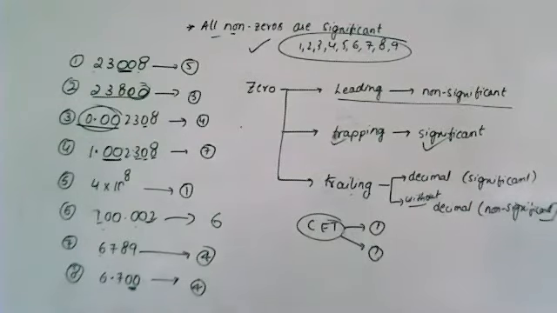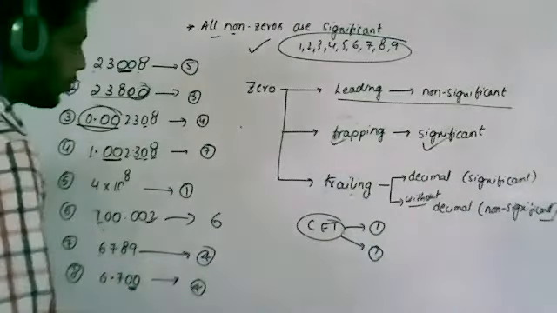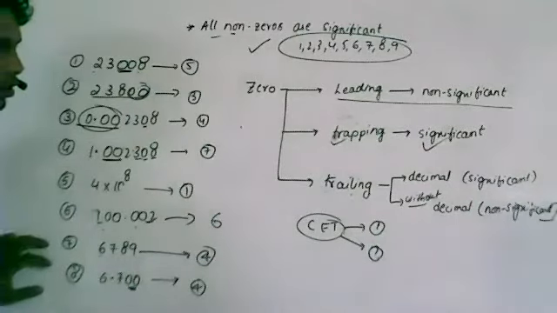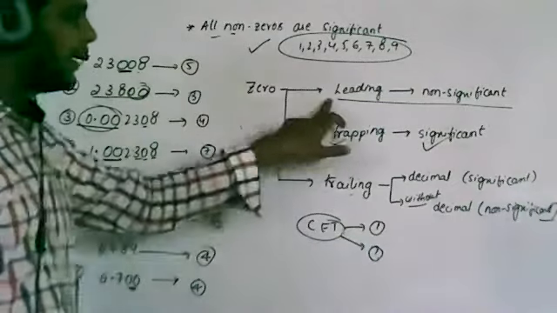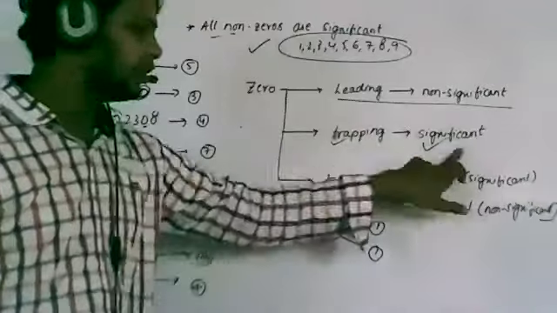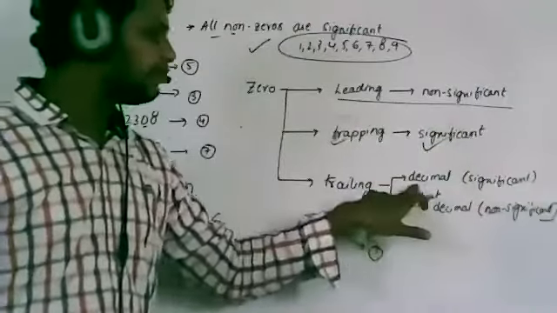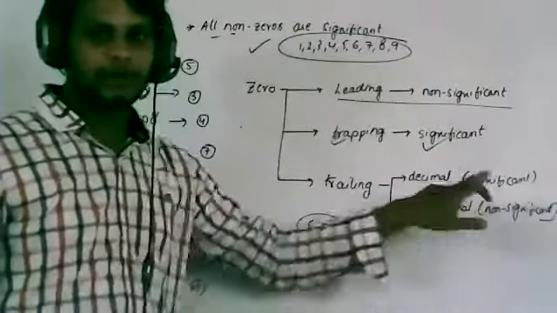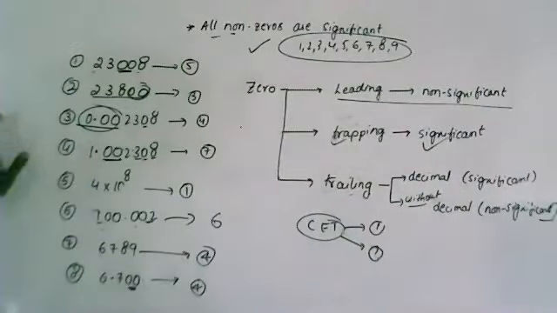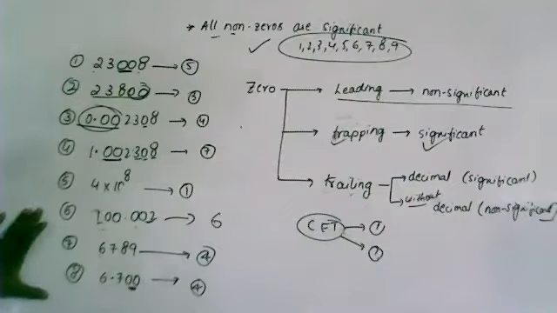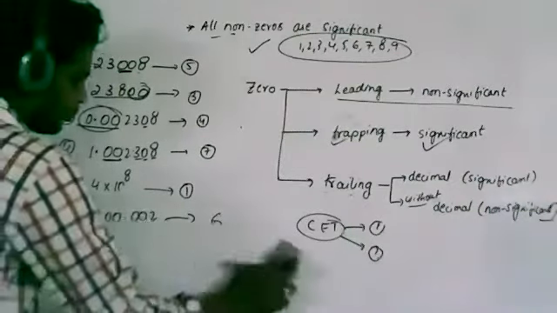Okay. Now I'll give some problems in your group. You just answer and tell me, that's it. So blindly remember: leading, non-significant; trapping, significant; trailing with decimal, significant; without a decimal, non-significant. That's it. If you remember these 3 points, then you can solve any values. I hope you understood. Yeah, fine. I'll go for the next one.